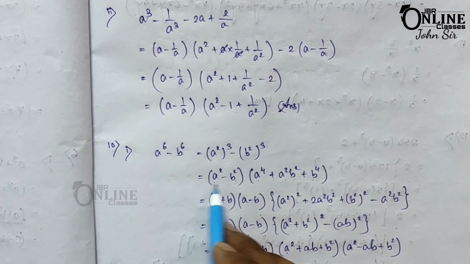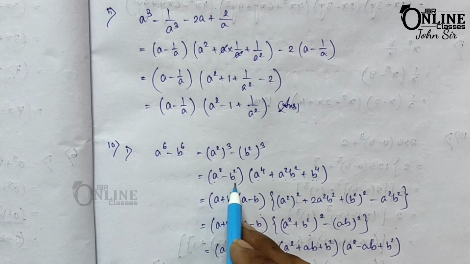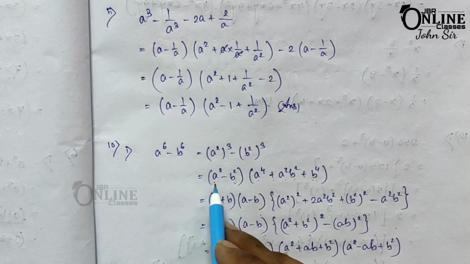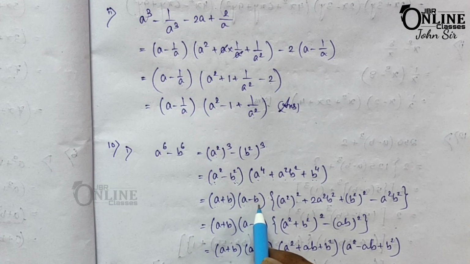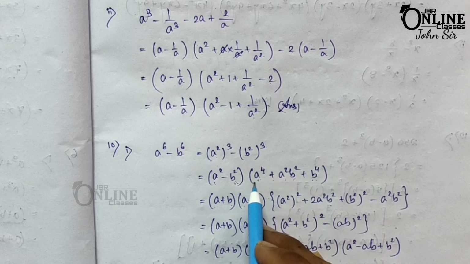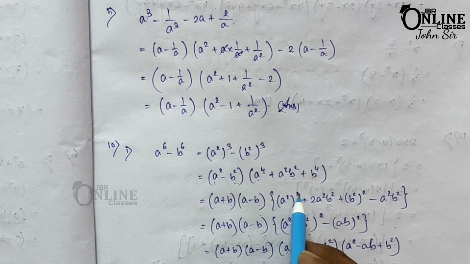Now from the first part, here a square minus b square. Now you know the formula of a square minus b square, that is (a plus b) and (a minus b). Here a to the power 4 means a square whole square.